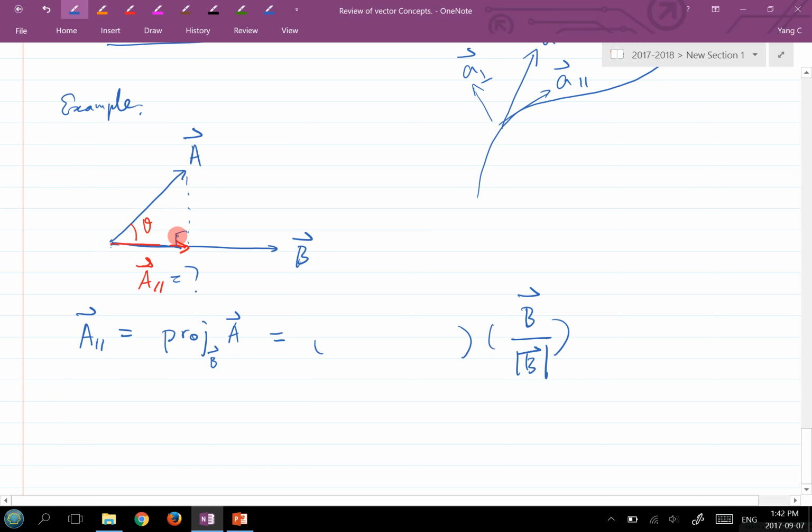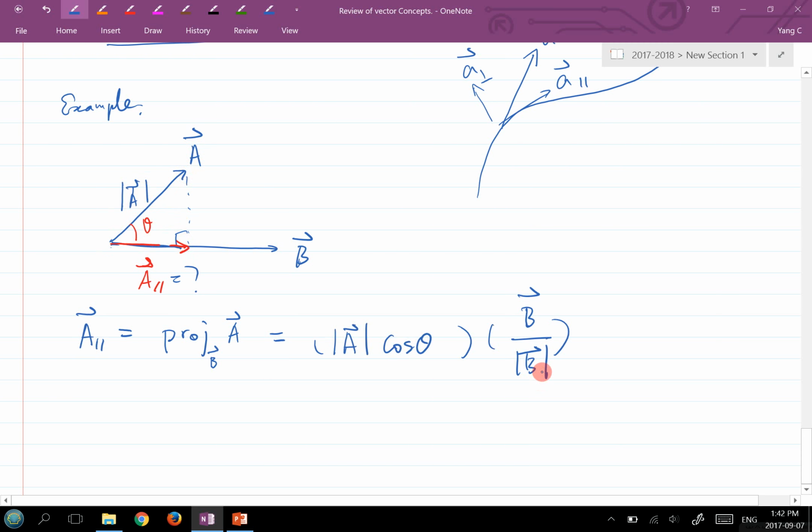So what's the length of this side here? It's given by this vector, isn't it? How do I calculate the length on this side? Cosine, right? There we go. So that's how you put things together. This is the length times direction. Okay.